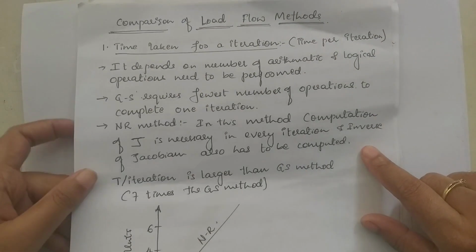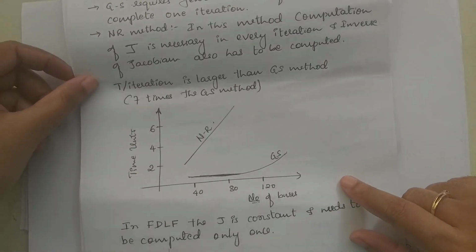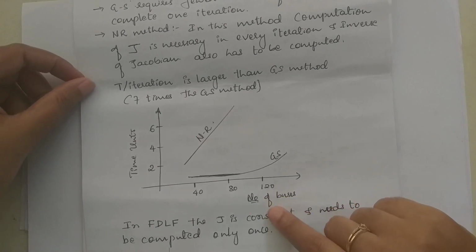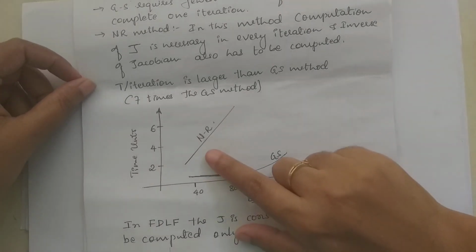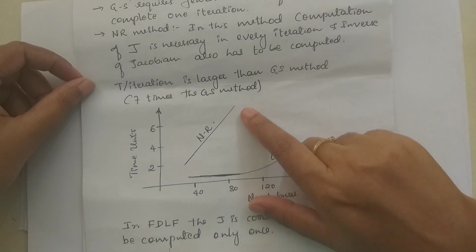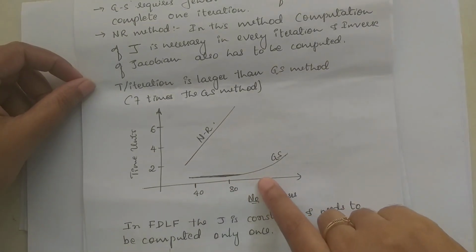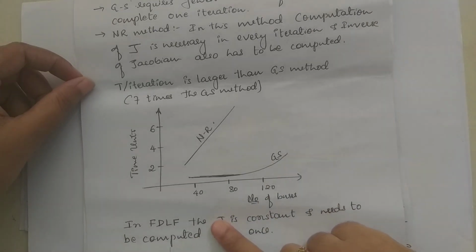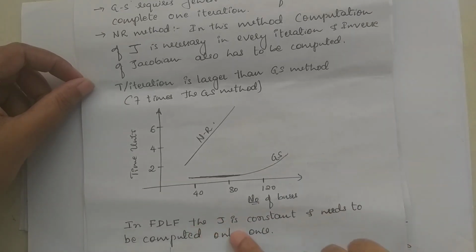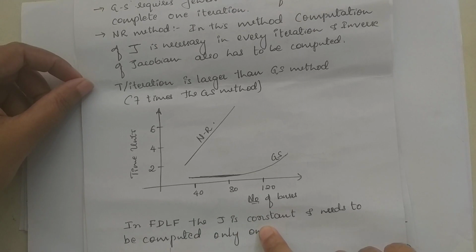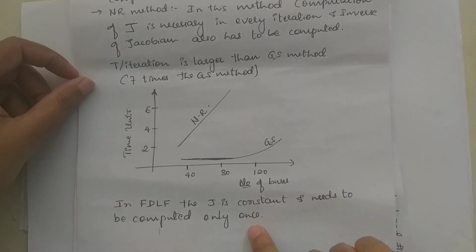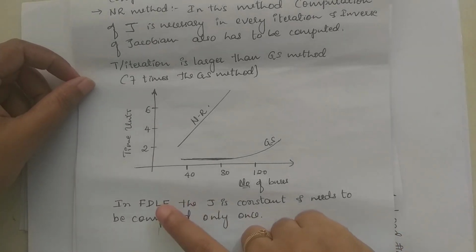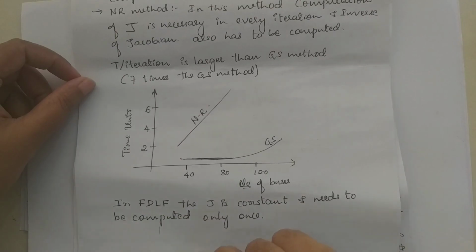If you look at the graph of time unit versus number of buses, the NR method varies linearly and the GS method is almost constant, then it increases. In the fast decoupled load flow method J is constant and needs to be computed only once, so time per iteration is less than the NR method.